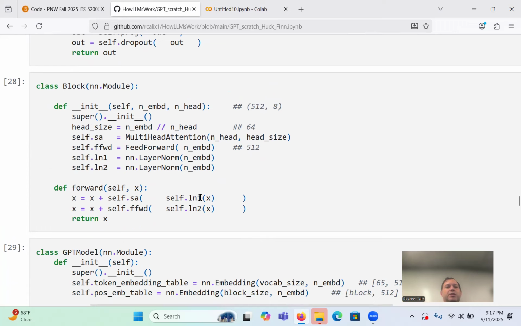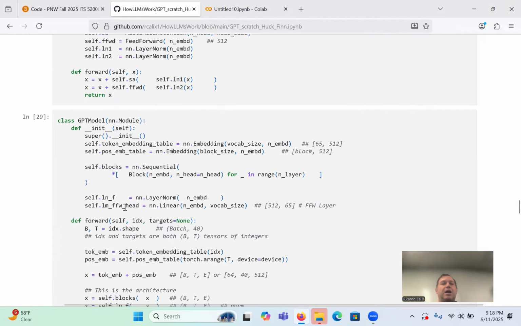So X goes into a normalization layer. Then it goes into this multi-head attention. Notice there's an X plus that. So we need to talk about that. Those are called residuals. That's something very, very important. Then this X goes into another normalization and a feed forward layer.